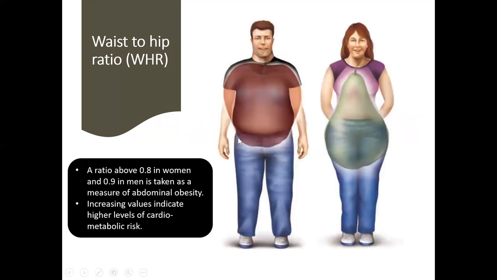As you can see, this is what they call the android shape, and this is the gynecoid shape. It is apple shaped, and this is pear shaped. A ratio above 0.8 in women and 0.9 in men is taken as a measure of abdominal obesity. An increased value indicates a higher level of cardiometabolic risk.